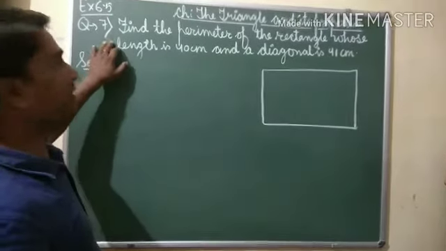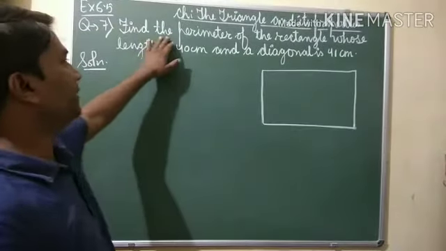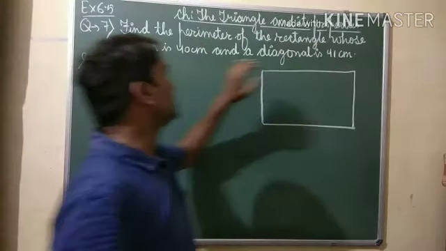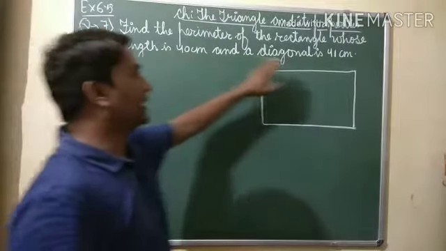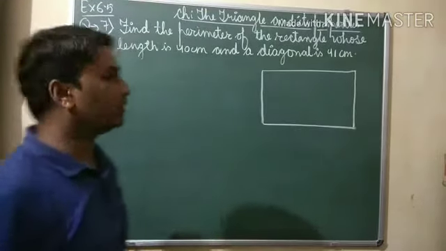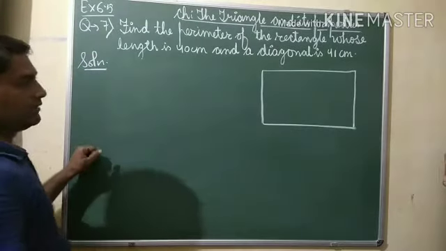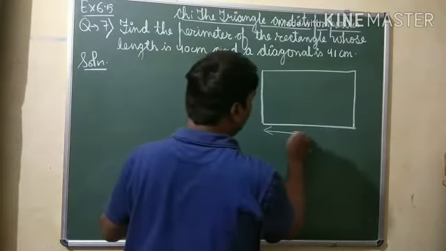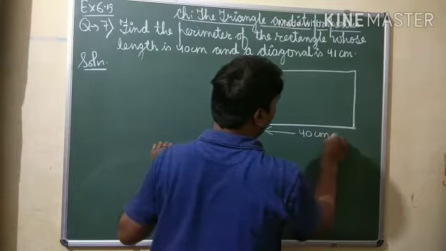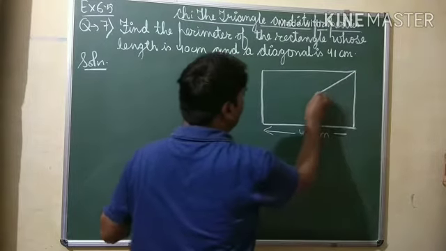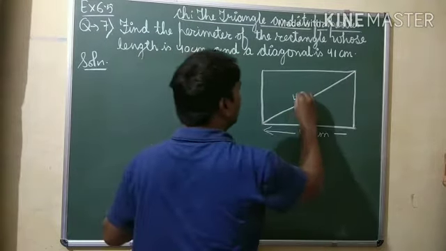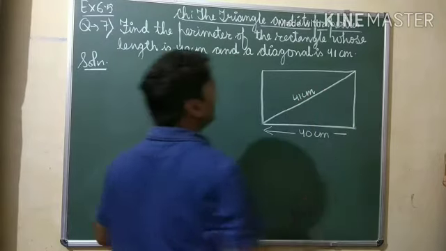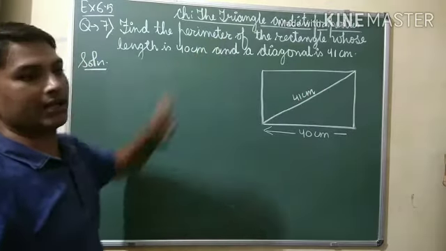Next is question number 7, exercise 6.5. Find the perimeter of the rectangle whose length is 40 centimeter and the diagonal is 41 centimeter. Now here in this question it is given that length of the rectangle is 40 centimeter and a diagonal of the rectangle is 41 centimeter, and we have to find the perimeter of the rectangle.